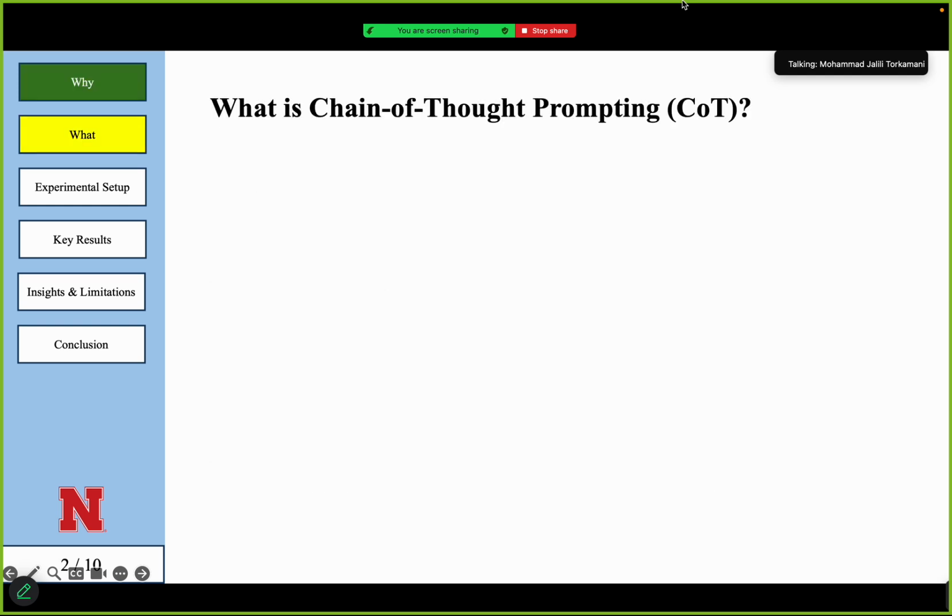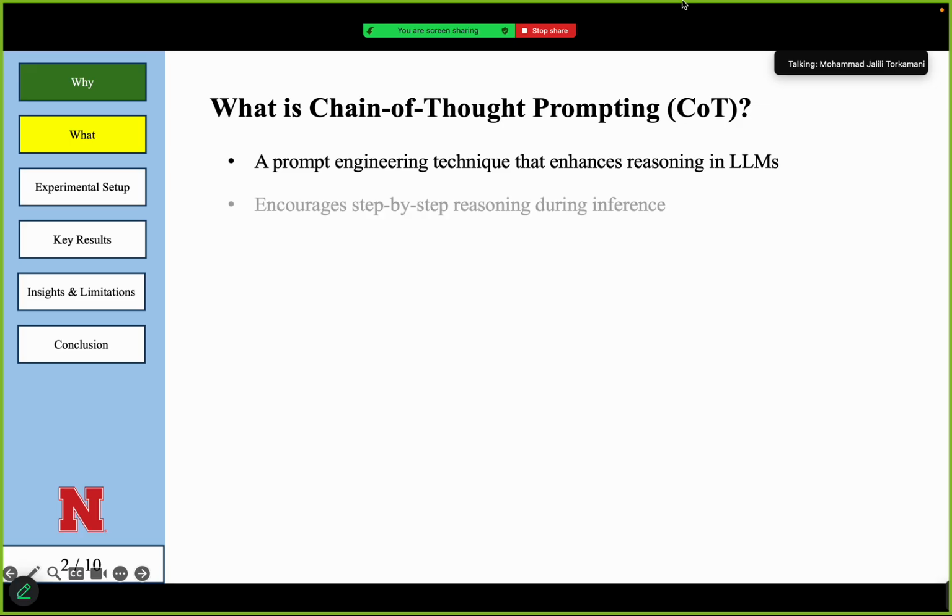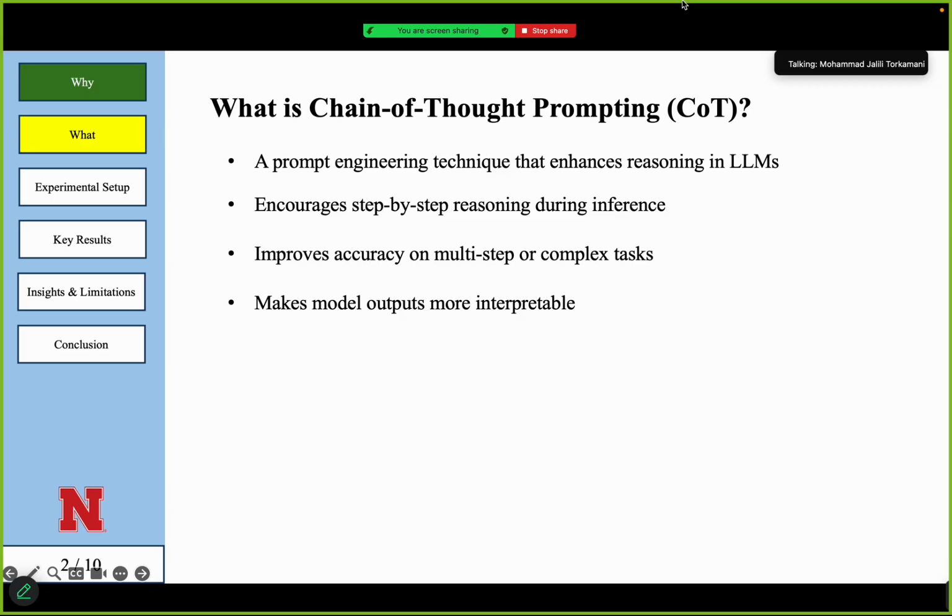One of the techniques that we can use in order to resolve this problem is chain of thought. This is a prompt engineering technique that increases the reasoning ability of LLMs. It encourages the model to do step-by-step reasoning in order to reach the final answer and get the correct answer in the end. The experiments and results that we are going to present show that it improves accuracy for complex tasks and for longer outputs. And another advantage that we are going to discuss is that it makes the output of the model more interpretable.